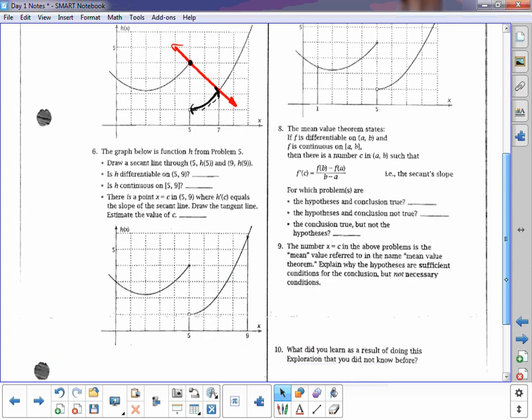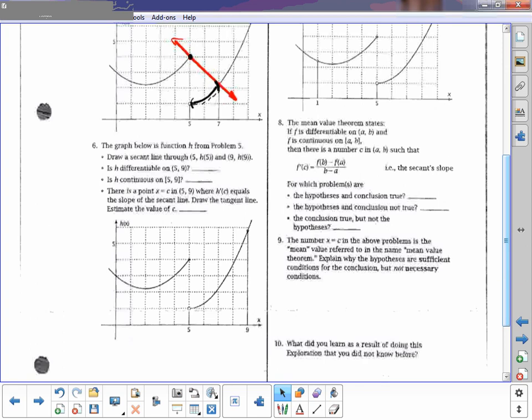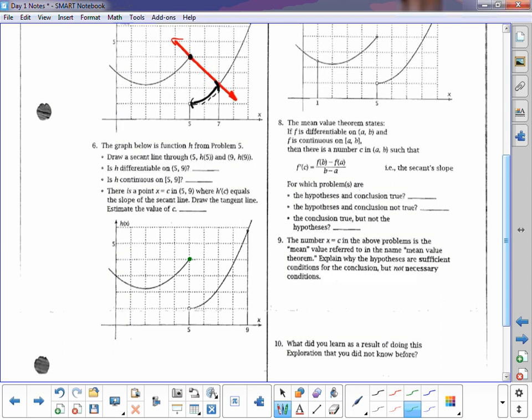Let's go take a look at the one below it. Same piecewise graph, but now we're looking at the interval 5 to 9. And here's 9. Drawing in my secant line. Alright, is H differentiable on the open interval 5 to 9? Indeed, we don't have to include 5, so we're not worried about what's happening at the endpoint here. Is it continuous on the closed interval 5 to 9? No.